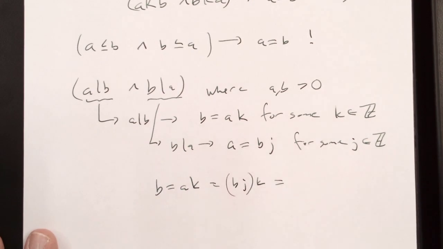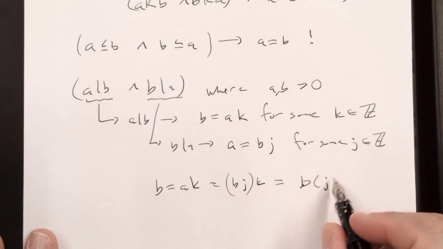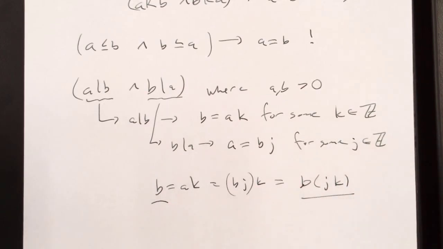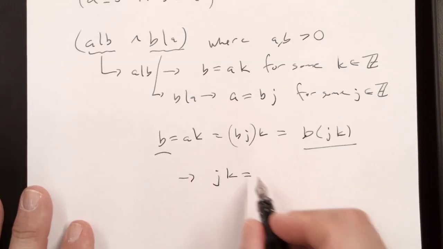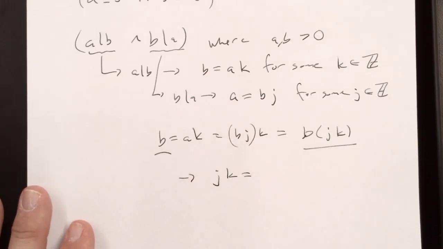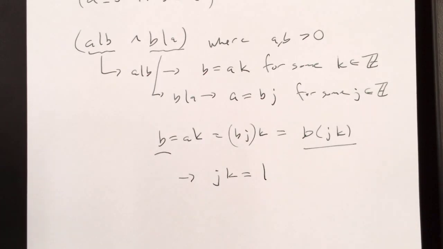Regroup. B equals B times JK. What does that tell me about JK? We're dealing with integers. One of the only things you can multiply together as integers to get 1. What am I multiplying it by to get 1? The only integers I can multiply to get 1 are 1 and 1, or -1 and -1, right?